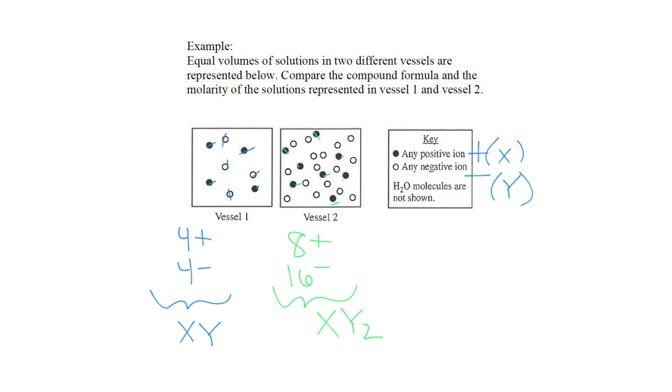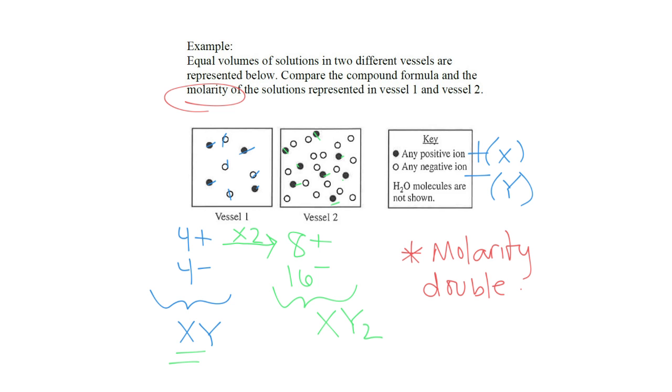Now, if I have to compare their concentrations, I'm going to look at my X's because they're the ones that I only have 1 of for each formula, and that doubled. So what that means is that my molarity, well, how does it say? Compare the compound formula and the molarity. So the molarity is going to be doubled because I have twice the amount of X ions. And then the formula is also different because of that ratio of negative ions to positive ions.